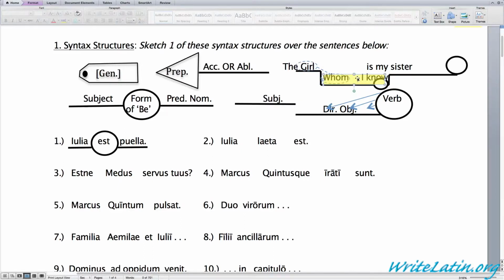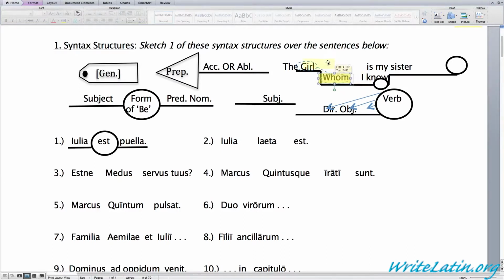Well, what is it functioning as? Well, here it's doing the job of direct object. It's receiving the action of knowing. So, I know her. If it were who, then it would be the subject. If it were whose, then it would be a possessor: the girl whose daughter I know. If it were for whom, then it would be an indirect object. So in all these ways, it's just doing any of the normal things that you know words do in a sentence.